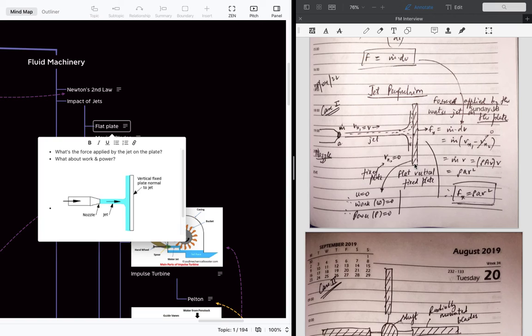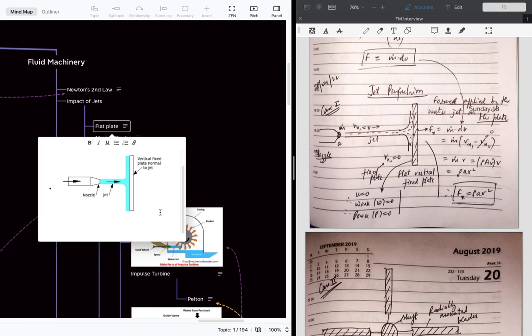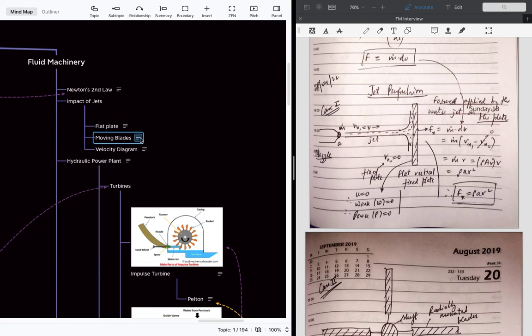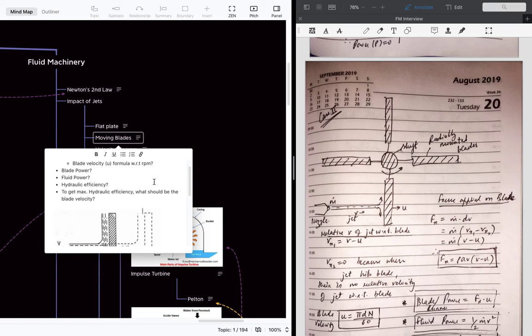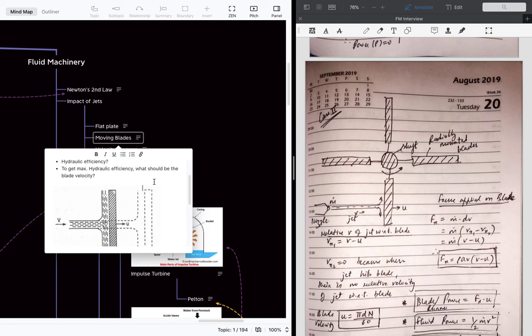In this case, as there is no change in velocity of the plate, no work is done, so work will be zero as well as the power. That's the picture shown here. And for the moving plate, what is the force applied by the jet on the plate? We have discussed relative velocities, so these are the relative velocities, v minus u. The blade velocity formula is explained with respect to the RPM. The blade power, fluid power and hydraulic efficiency are discussed. How to get maximum hydraulic efficiency, and what the blade velocity should be, are discussed already.